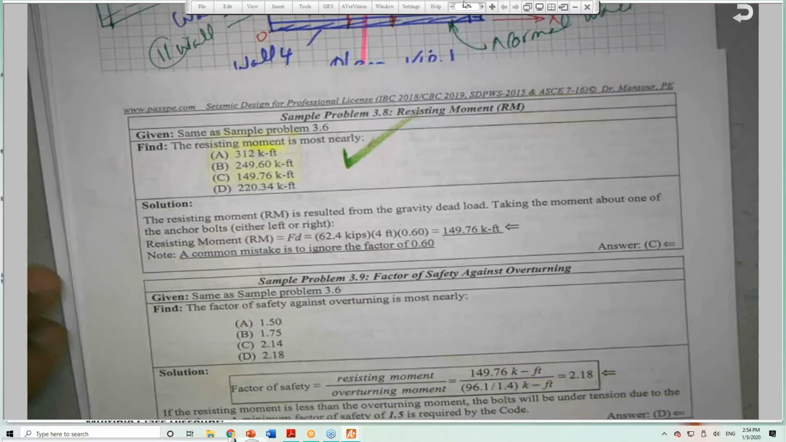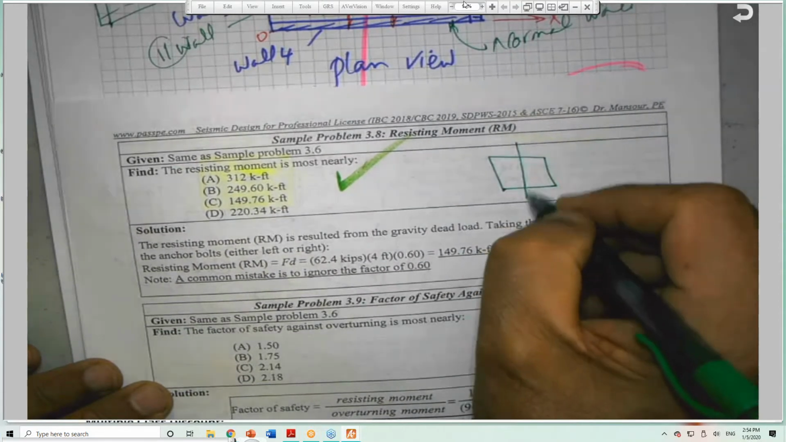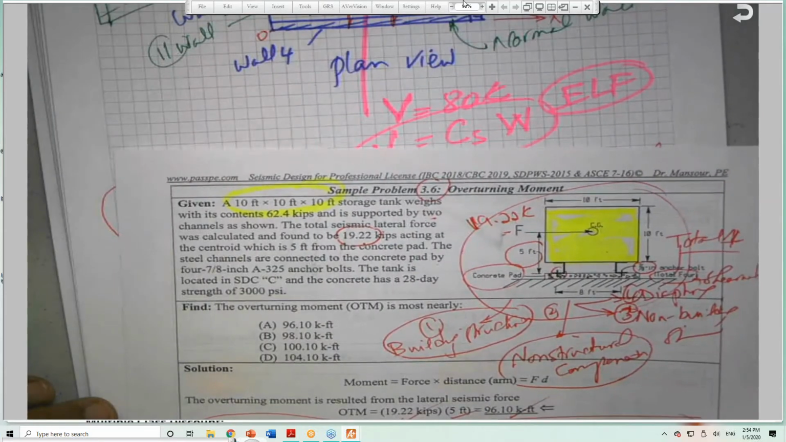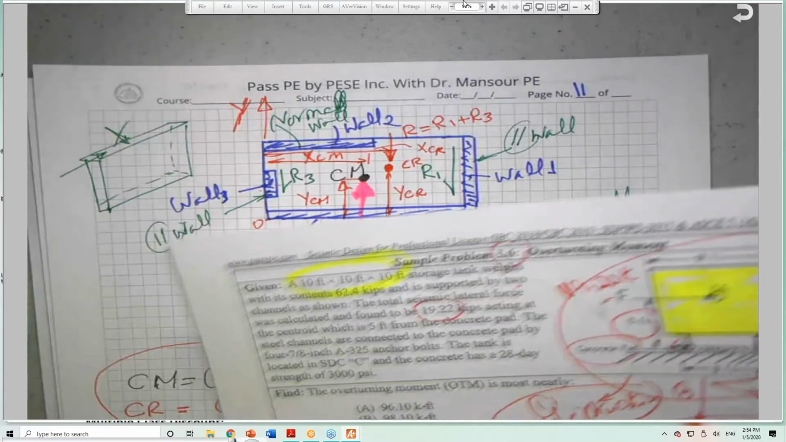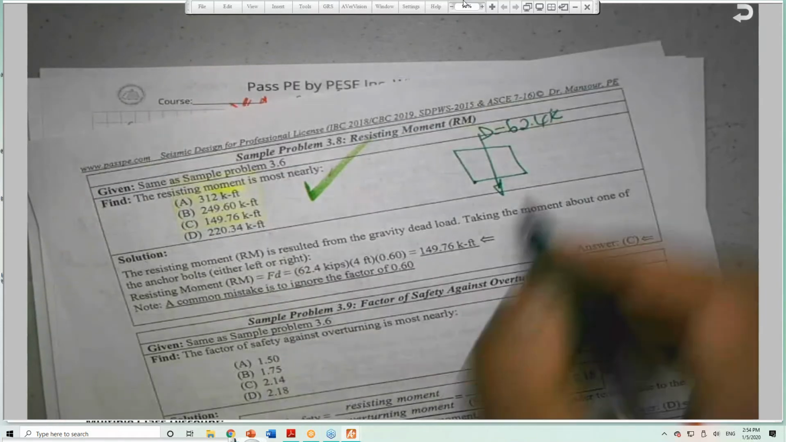The resisting moment. This tank has a weight W, and did he give us the weight? Okay, 62.4 kips. So dead load here is equal to 62.4 kips, when it's completely full. And this dimension here is 4 feet, because from center to center.